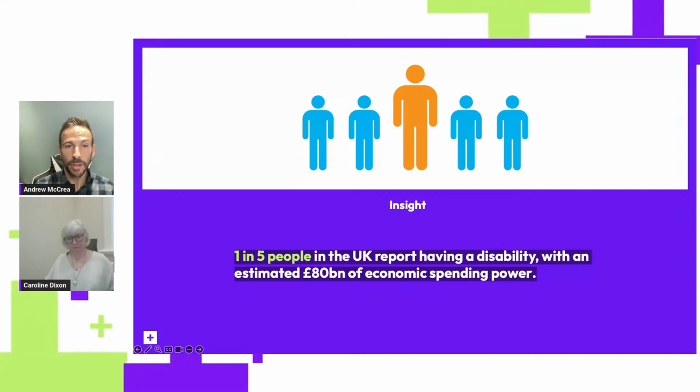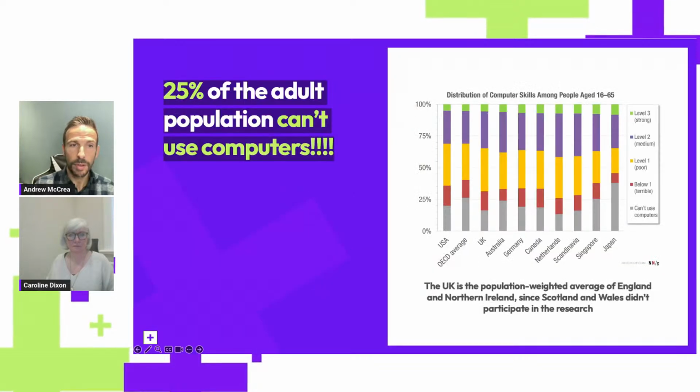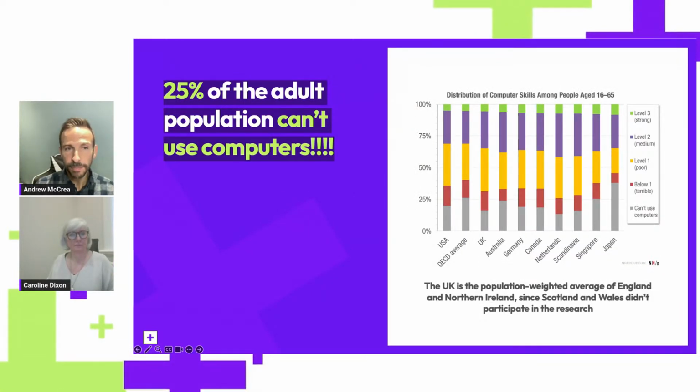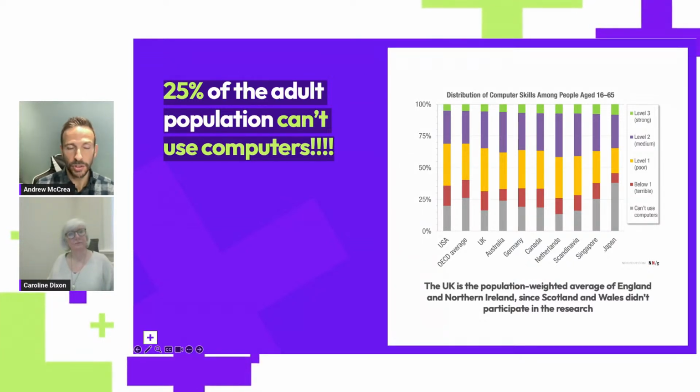over £80 billion of economic spending power in the UK. And that was back in maybe 2014. So I'd imagine that the spending power would be even more now. We also got to look at people who use technology. So we've used this broad term here, technology, but computer skills can sit across all forms of technology.